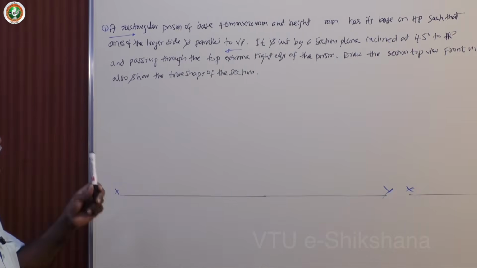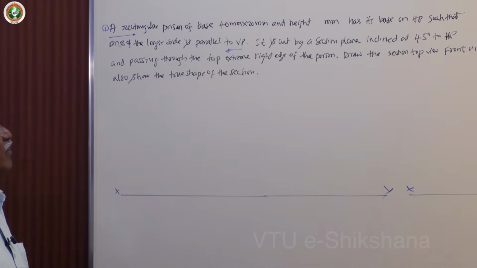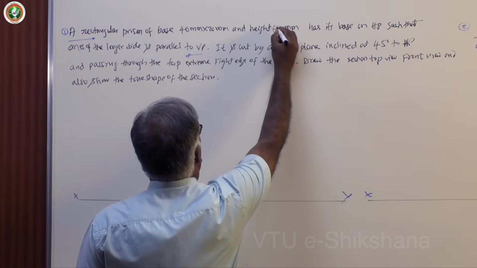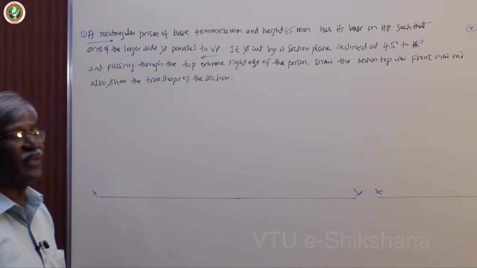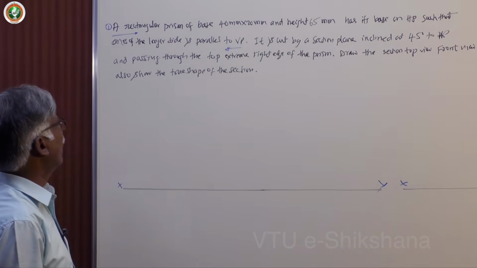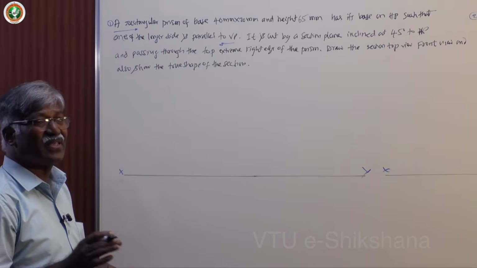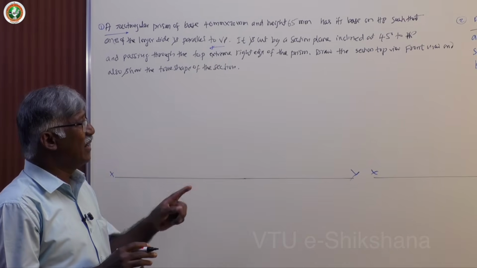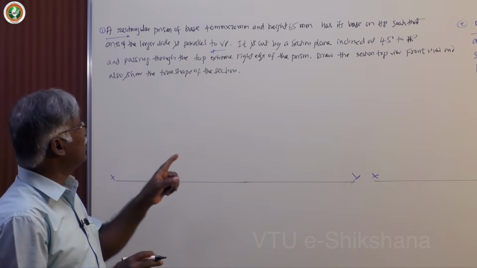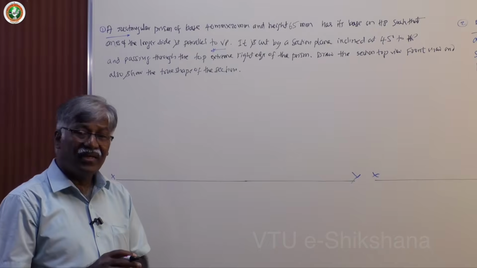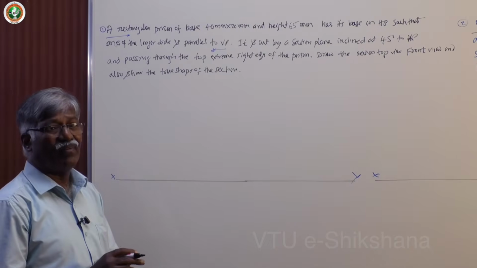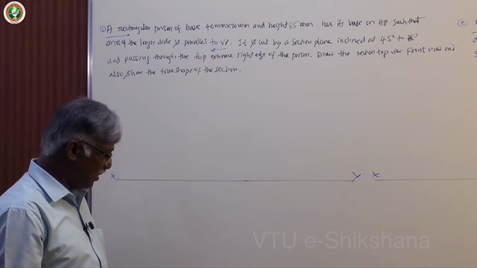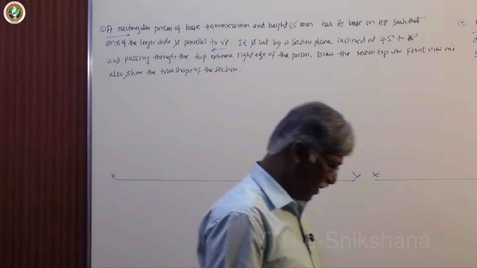A rectangular prism of base 40 mm by 20 mm, height say 65 mm, has its base on HP, such that one of the longer sides is parallel to VP. He has specifically given that the longer side is parallel to VP. It is cut by a section plane inclined at 45 degrees to HP and passing through the top extreme edge of the prism. We will take up that at the next stage. First stage, let me draw the projection of the given solid in the required position.